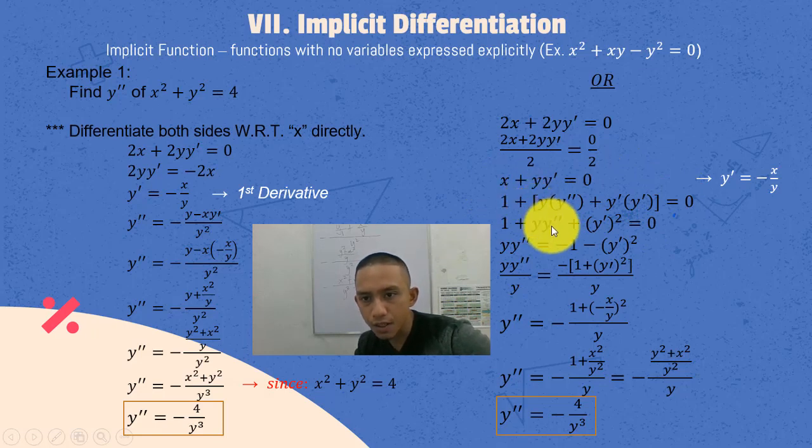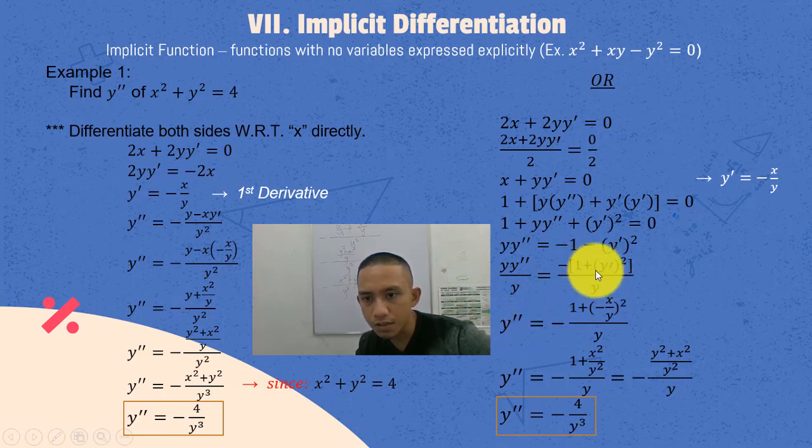So now all I need to do is separate my y double prime because that is what I need. I do not need 1 and y prime squared, so I will move both of them to the other side, so they will become negative. So we will be having y and y double prime here only. I do not need y, so I will divide both sides by y. I will be left with y prime only.